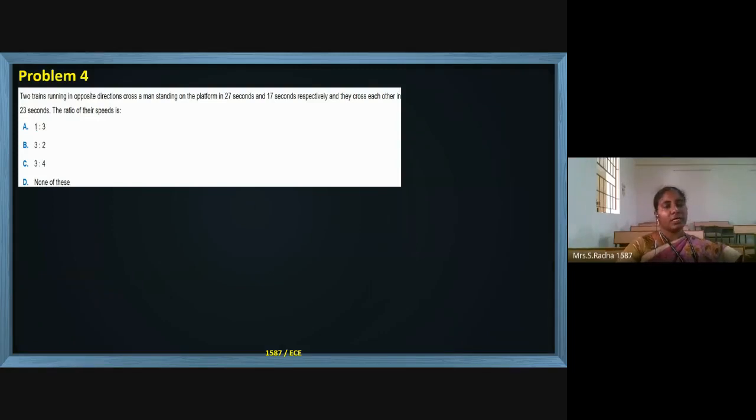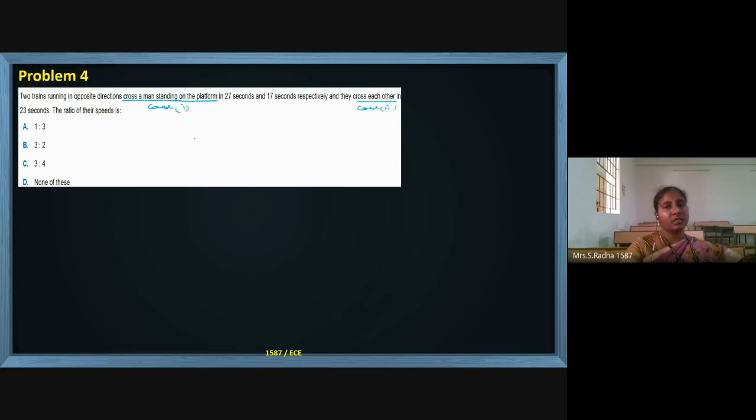Two trains running in opposite direction cross a man standing on the platform in 27 seconds and 17 seconds respectively, and they cross each other in 23 seconds. The ratio of their speeds is. What I will do, crossing a standing man on the platform, I will take it as case 1, and the two trains crossing each other, I will take it as case 2.